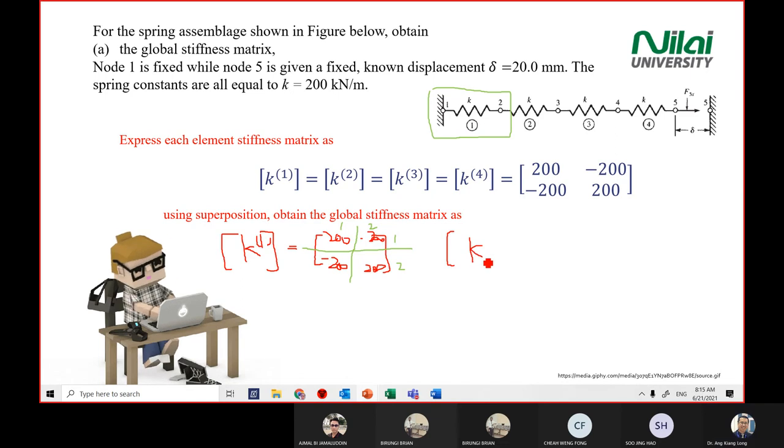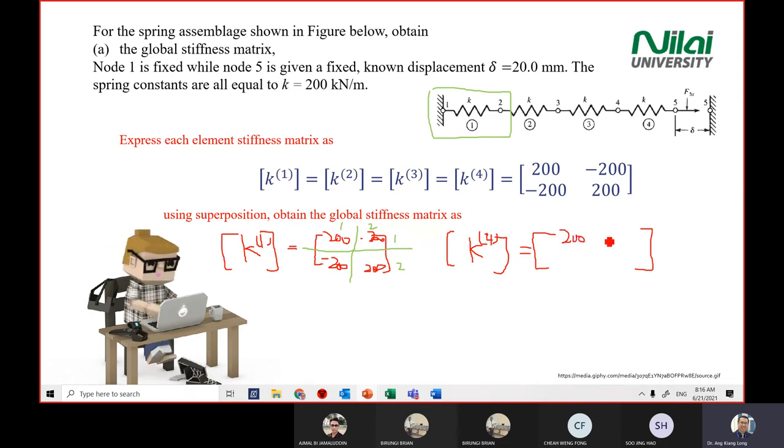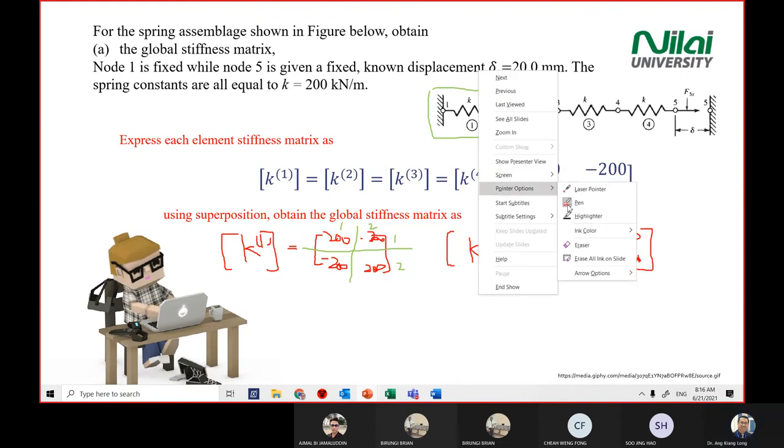You repeat the same for all the individual stiffness matrices. Although the numbers are the same, the parking numbers are different. Each one of them has a different parking number. Try to understand how you park the number and what we are trying to do here.